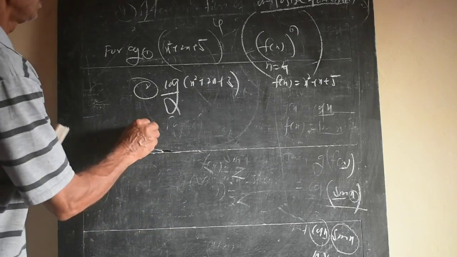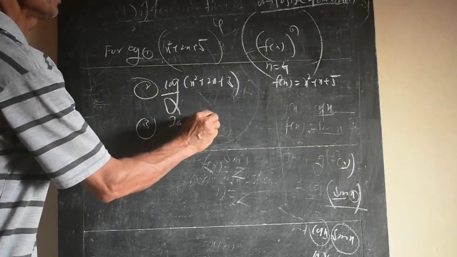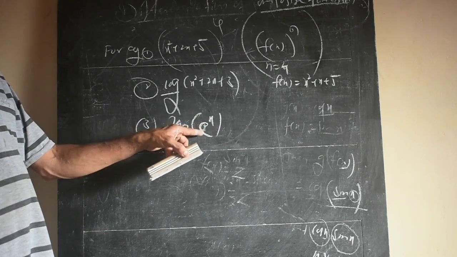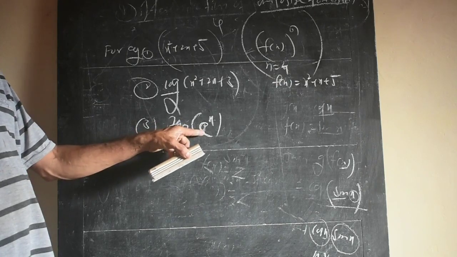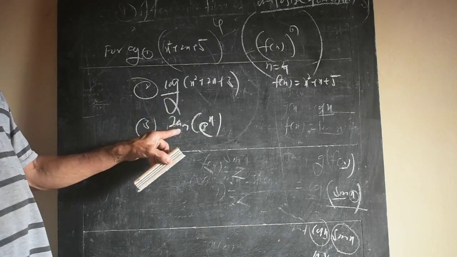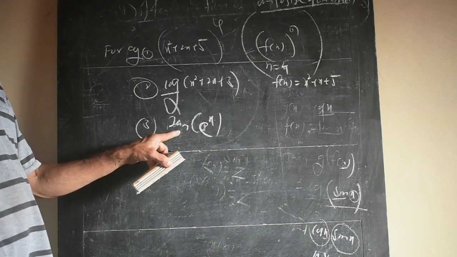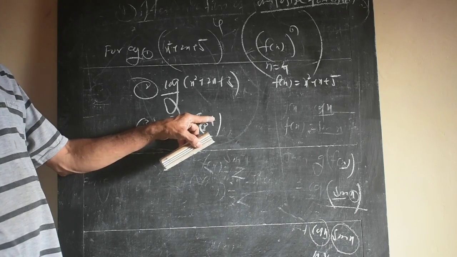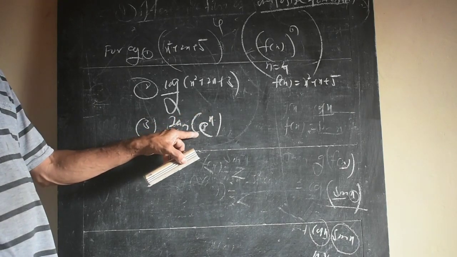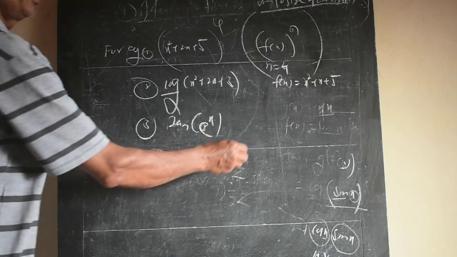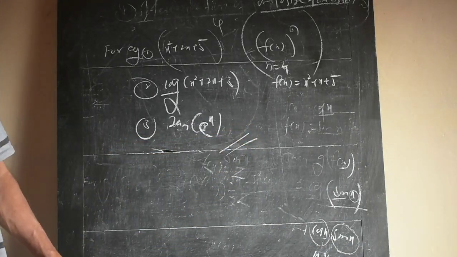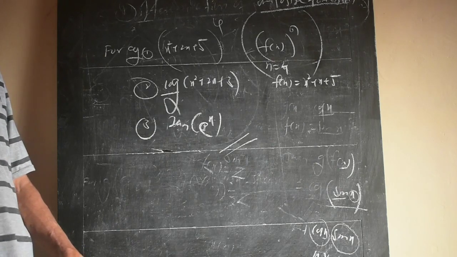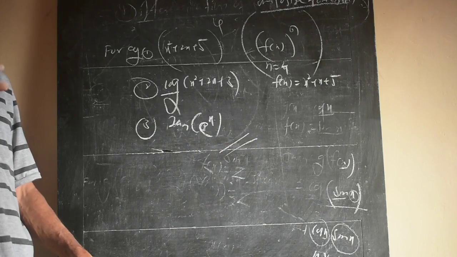And another one, tan of e raised to x. It is also a composite function because tan is a trigonometric function and e raised to x is an exponential function. Suppose tan is taken as g and e raised to x is taken as f of x, then it is in the form of g of f of x. Try to understand what is meant by composite function. Two functions are involved, in the form of g of f of x or f of g of x.